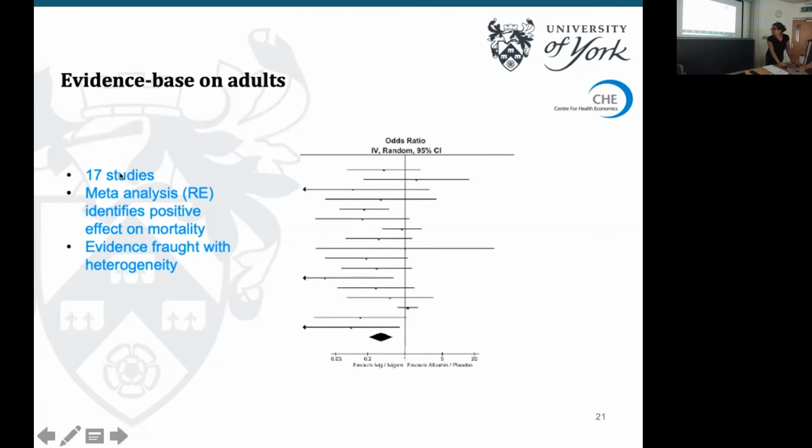So we found in that particular study 17 studies on an adult population, which was the context of the project we were looking at. And as you can see, there's lots of heterogeneity. The random effects meta-analysis identifies a positive effect on mortality, but the evidence base is very heterogeneous, with lots of small studies giving very high treatment effects with unclear source for that heterogeneity.